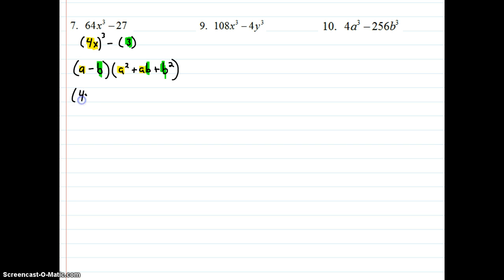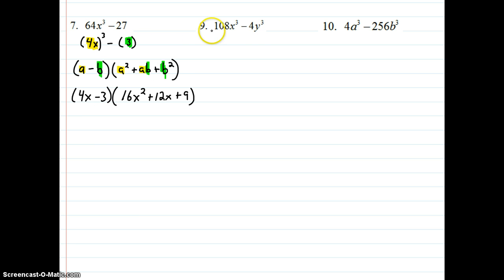So this is going to give us a 4x minus 3. And now, since a is 4x, 4x squared is going to give us 16x squared. And then now ab means a times b. So the 4x times the 3 is going to give us 12x. And then the b squared, so 3 squared, is going to give us 9.